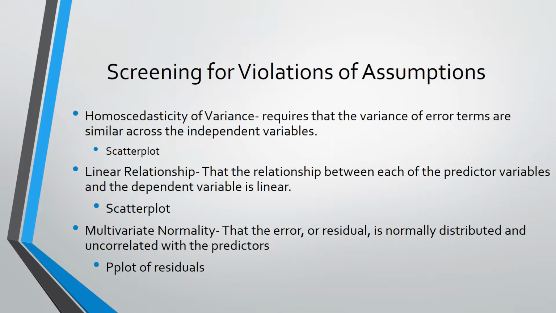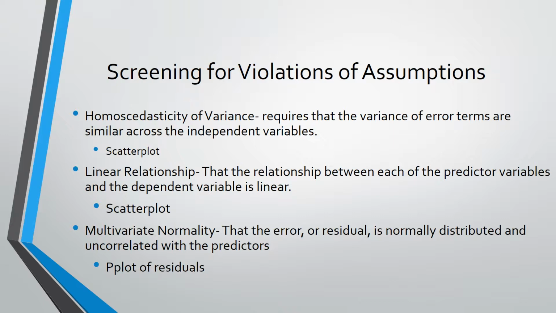When running any type of multiple regression, the first thing that we're going to have to do is screen our data for violations of assumptions. One of the violations that we're going to have to screen for is homoscedasticity of the variance, which requires that the variance of error terms are similar across the independent variables. And we can determine that by looking at the scatterplot.